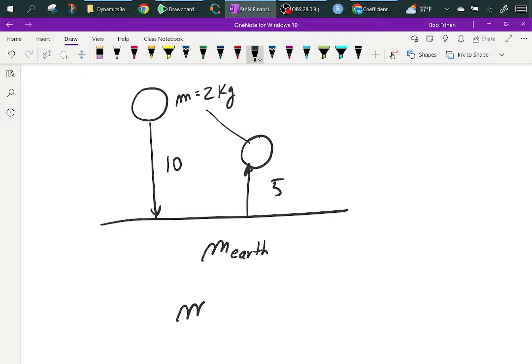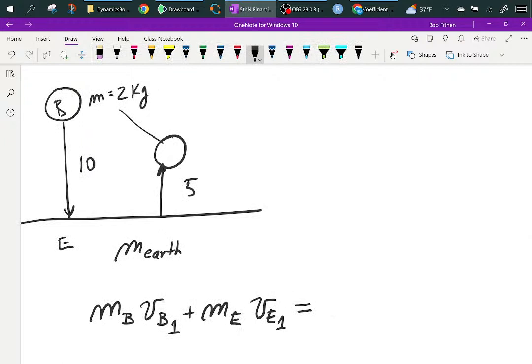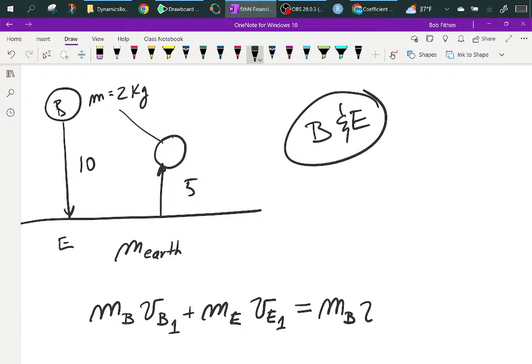Okay, so I'm going to call this E, and I'm going to call that B. So M_B, ball, V_B, and I'm almost hesitant to use the I for initial because he used the I for the index. So I'm going to call it 1, plus M_E, Earth, velocity of the Earth, 1, is equal to, now there's no external force if I'm considering the system to be the ball and the Earth. Nothing's happening outside of those. There's no force during that impact on either one of those. I mean, they are forcing each other, but there's nobody else pushing them. So M_B V_B final, or 2, plus M_E V_E final, or 2.